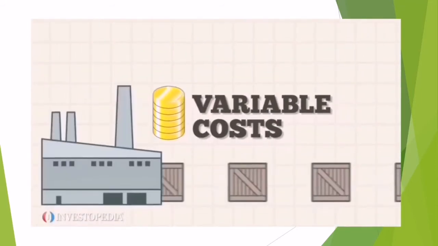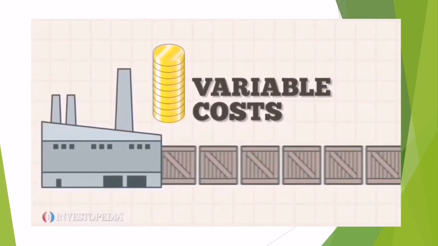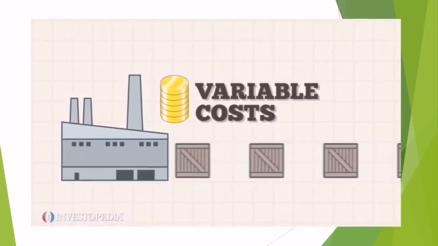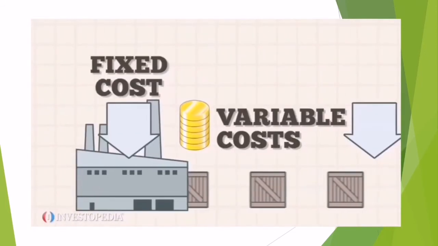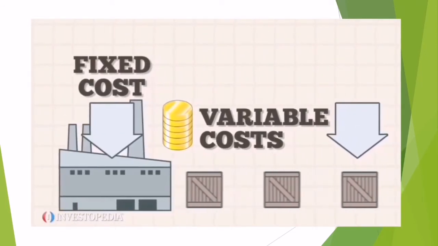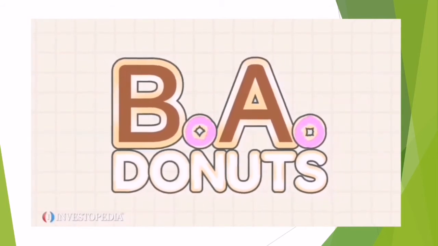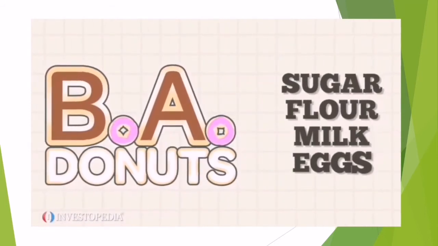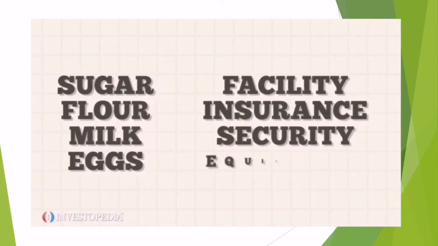Variable costs vary depending on a company's production volume. Variable costs go up when a company produces more goods or services and go down when it produces fewer goods or services. This is compared to fixed costs, which do not change in proportion to production volume. For example, BA Donuts Incorporated produces donuts and pastries on a daily basis using raw materials like sugar, flour, milk, and eggs. It also needs to pay for the production facility, insurance for the storage unit, security surveillance, and equipment.